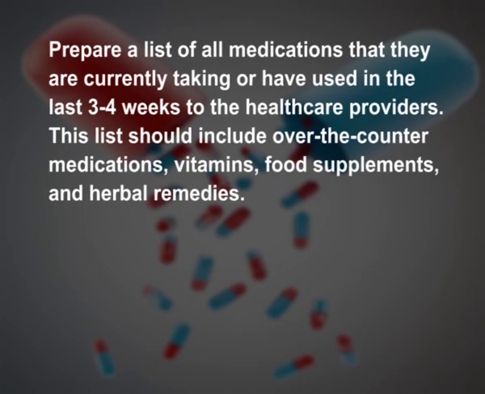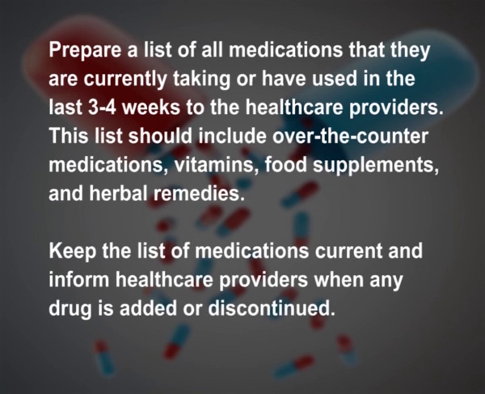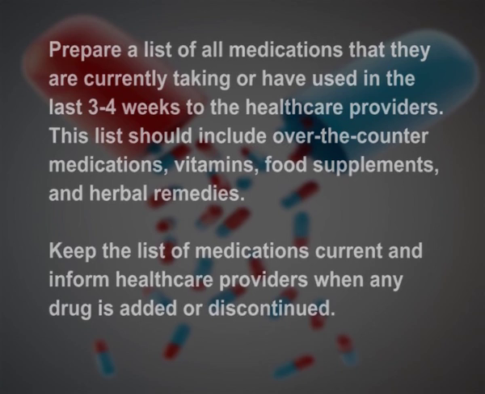However, some areas of concern involving the ways of preventing drug interactions are as follows. First one is prepare a list of all medications that they are currently taking or have used in the last 3 to 4 weeks for the healthcare providers. This list should include over-the-counter medications, vitamins, food supplements and herbal remedies. Second one is keep the list of medications current and inform healthcare provider when any drug is added or discontinued.